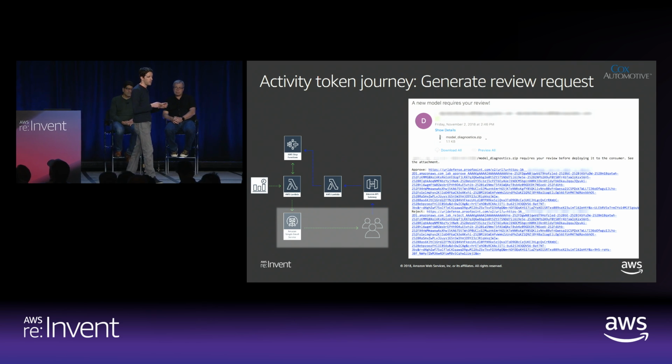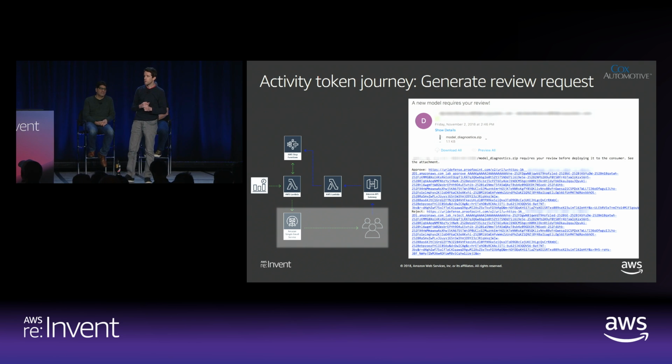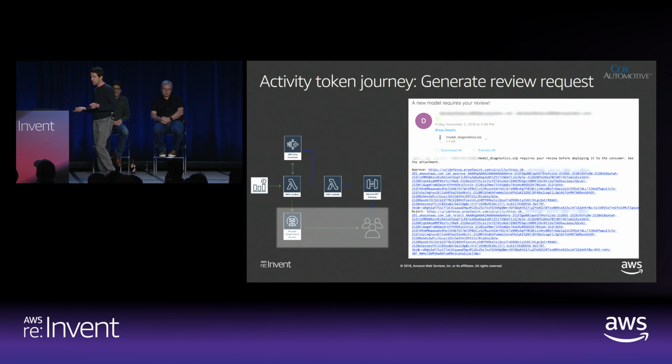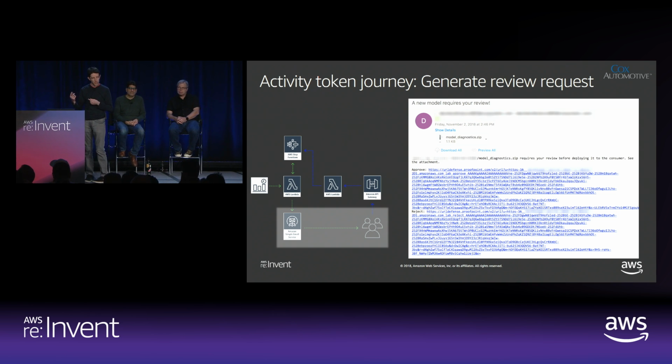And then those big, long links that you see at the bottom are simply approve and reject links. It's the URL for API Gateway with a path of approve or reject, and then that really long task token string on the end of it.